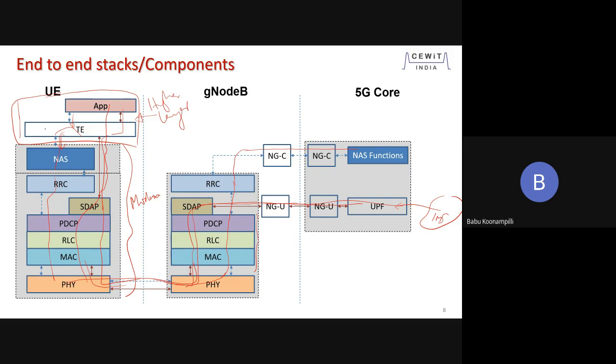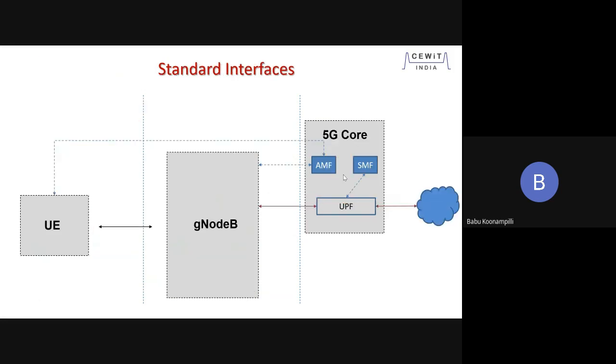What goes from the UE to the 5G core is called uplink, and what goes from the core or the network to the UE is called downlink. I think you are familiar with these terms anyway, downlink and uplink. So that, I think, is what it gives in terms of stacks.